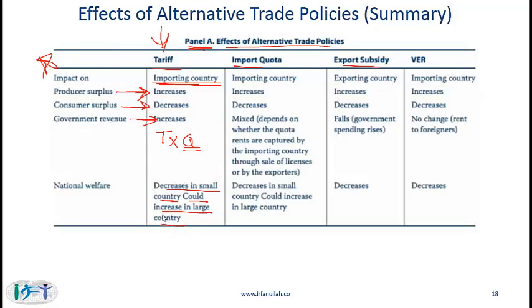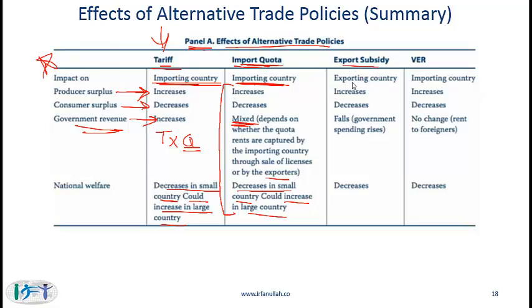This might happen. With an import quota, again, the impact is on the importing country. The content here is essentially similar to what we see with the tariff. The difference is related to the government revenue. The impact on government revenue is mixed. It depends on whether the quota rents are captured by the importing country through sale of licenses or by the exporters. And again, with national welfare, there is a decrease in small country welfare. With a large country, there could be an increase.